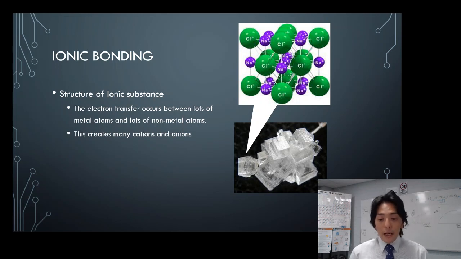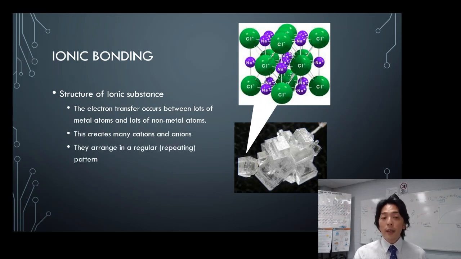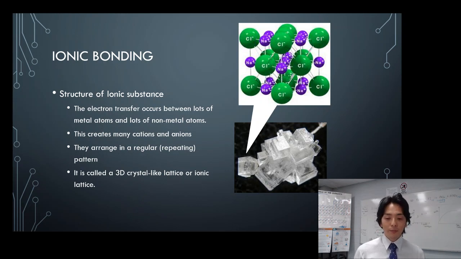This creates many cations and anions, because if you have got a chunk of sodium and chlorine gas, you wouldn't be just looking at one atom of each. It happens in a big cloud. So you would have a lot of cations and anions being created. When that happens, they arrange into this regular repeating pattern. And if you remember, I already mentioned that, but you call that a lattice. In ionic bonding's case, it's called a 3D crystal-like lattice, or just simply ionic lattice.